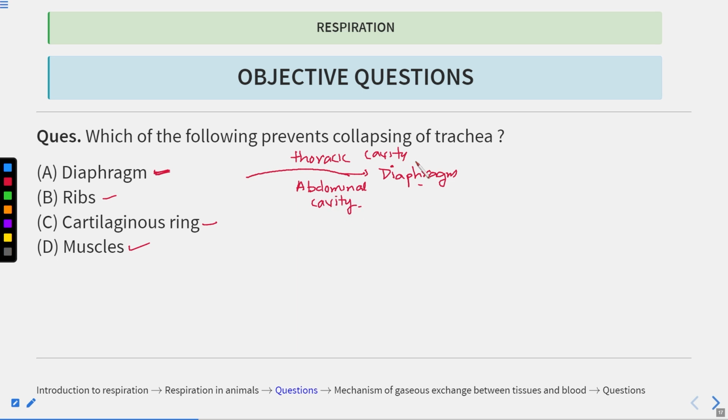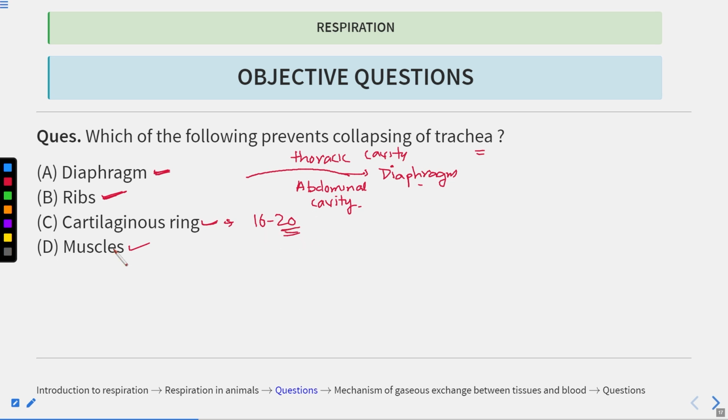Then we have the ribs, which are bony structures present in the thoracic region. Cartilaginous rings: the trachea consists of around 16 to 20 cartilaginous rings, which prevent the collapsing of the trachea. Without them, the trachea could collapse when there is no air present, but these rings, being made of cartilage, prevent that.